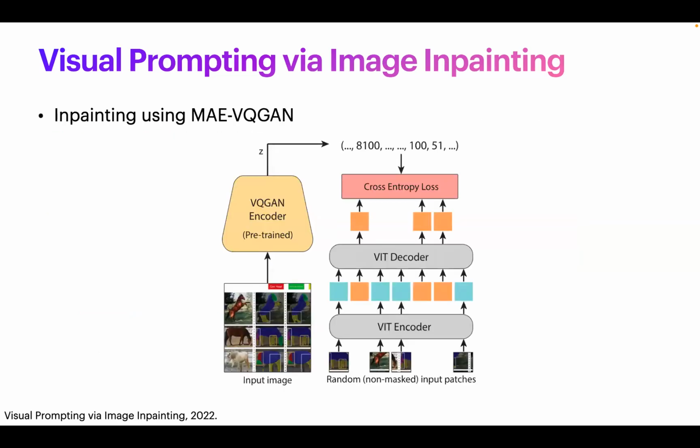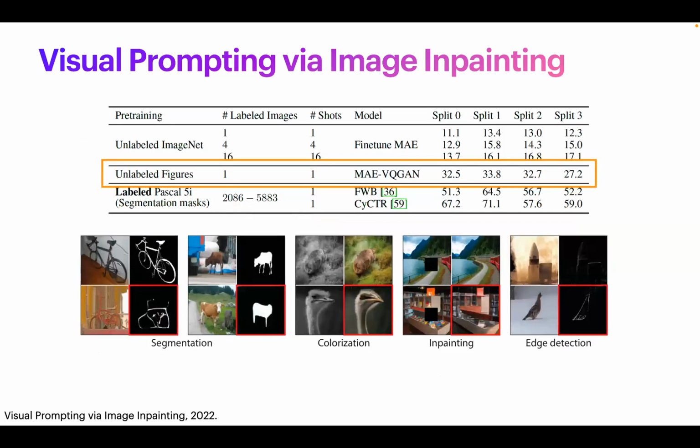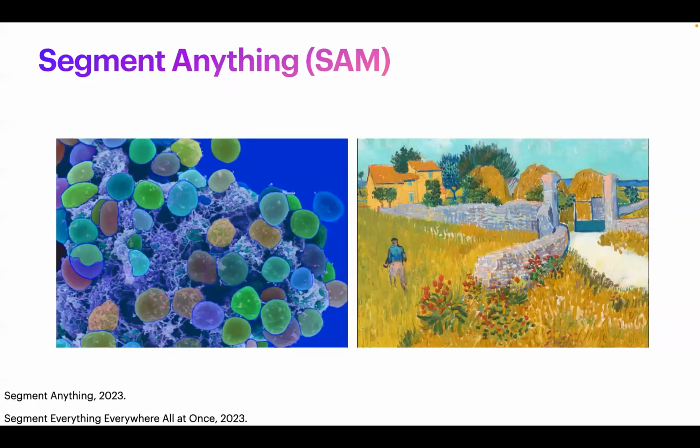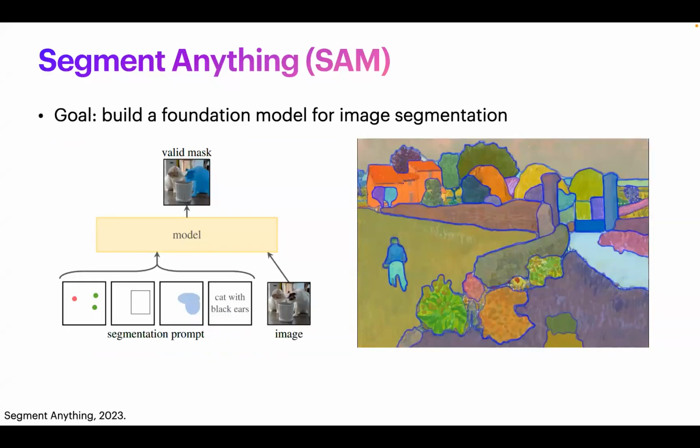Still relying on traditional fine-tuning, this was a great proof of concept of visual prompting in an inpainting model that was trained on language. And I think how excited the community is right now about visual prompting is demonstrated by Segment Anything, which is able to work across distributions and tasks. So the goal of this paper is to build a foundation model for segmentation.